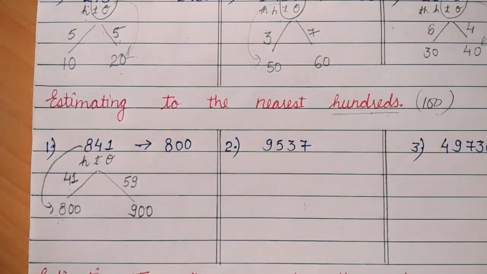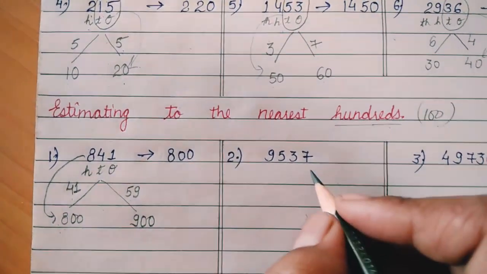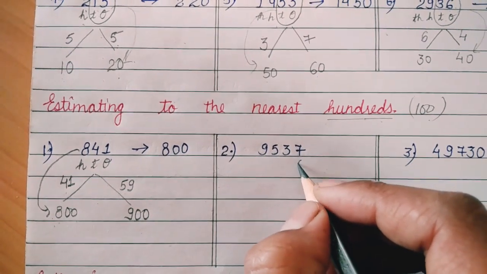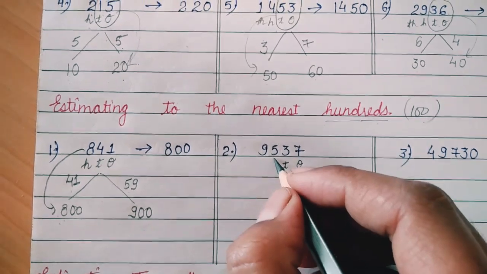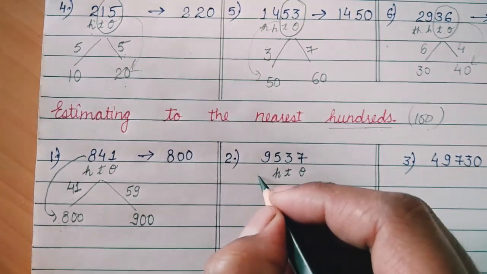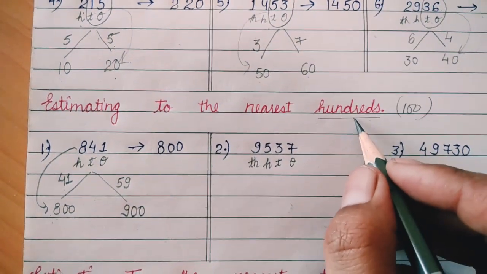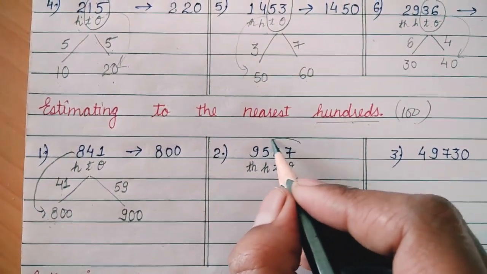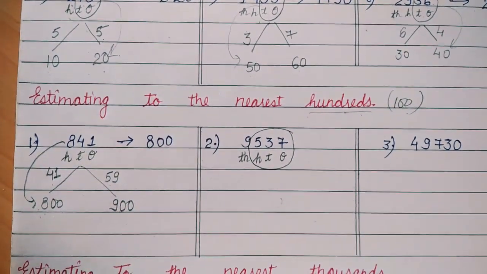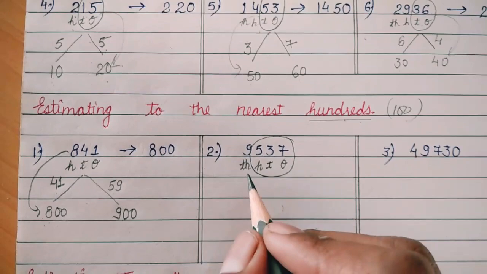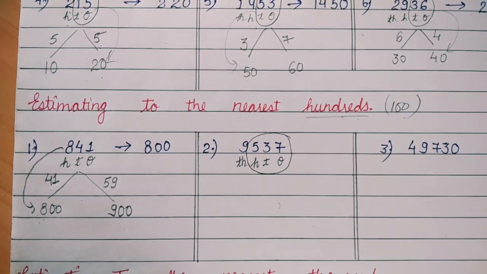Now the next one is 9537. Okay, so our 7 is on the ones, 3 is on the tens, 5 is on the hundreds, and 9 is on the thousand. So we have to estimate only the 100 place, so we will mark only the 100. Okay. So here is the circle we have to estimate. The 9 which is on the place of 1000 will remain the same.